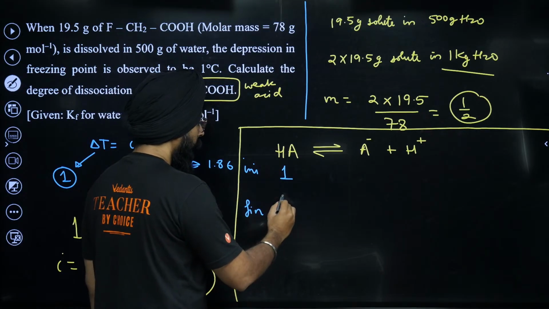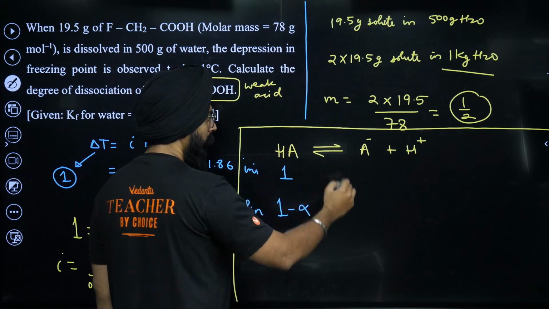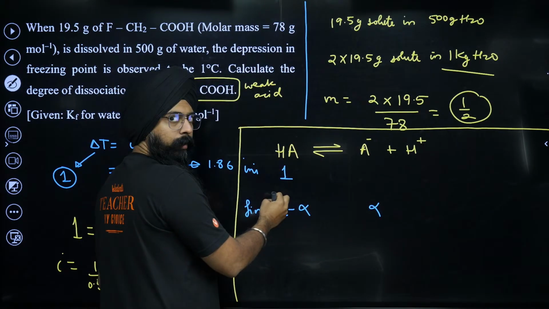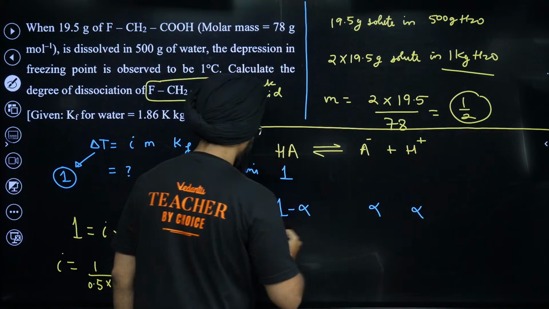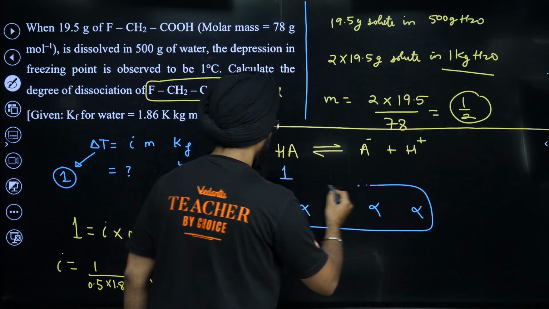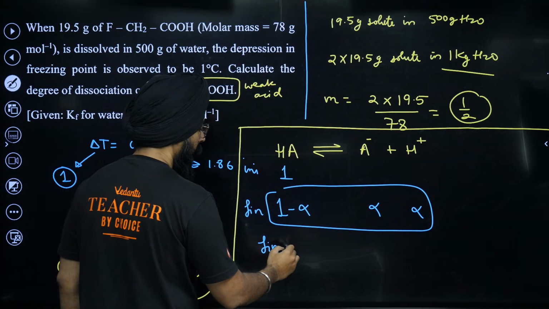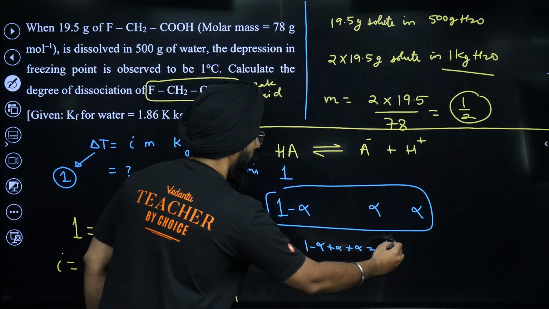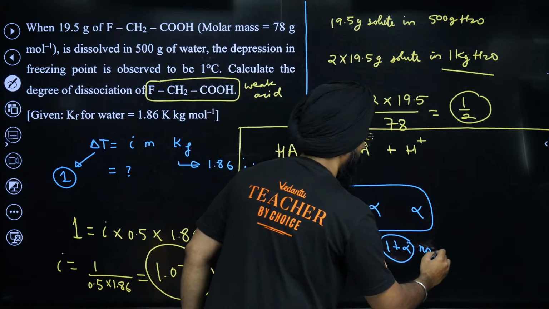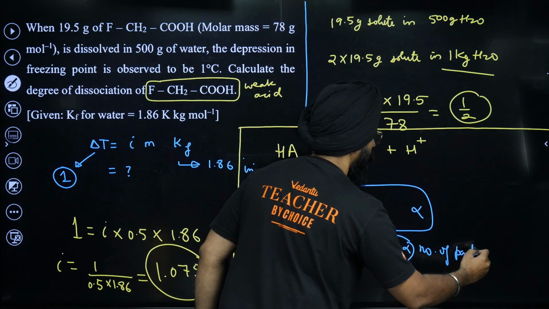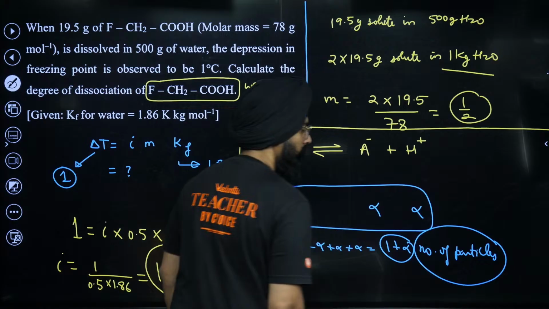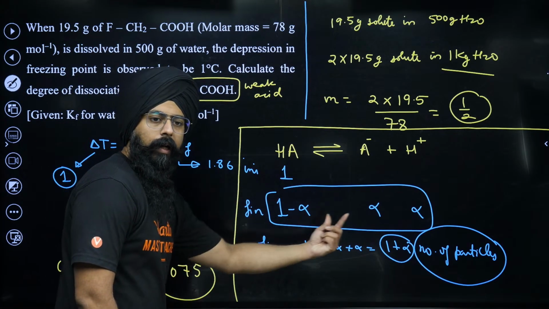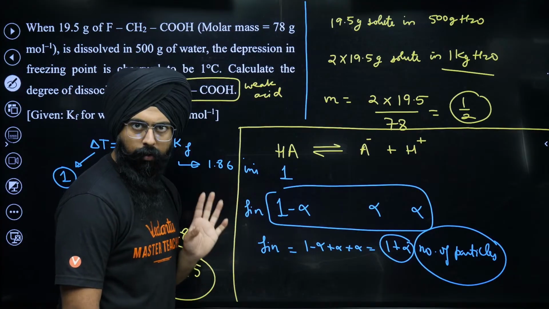Finally, what will happen? This will become 1 minus alpha. If alpha particles react, alpha particles of product will be formed. So finally, how many particles do I have? Finally, I have 1 minus alpha plus alpha plus alpha, that is equal to 1 plus alpha number of particles. Initially, if I have one particle, finally, I'll have 1 plus alpha number of particles.